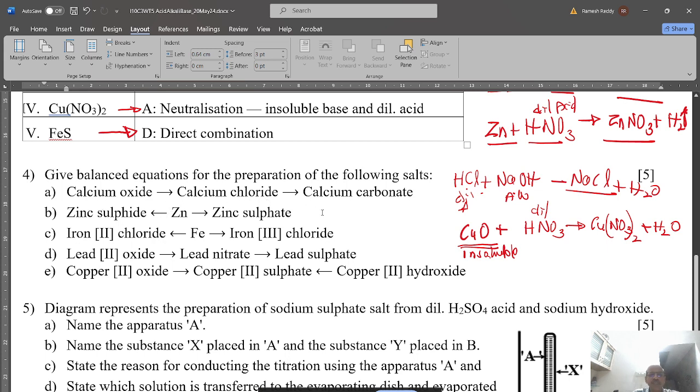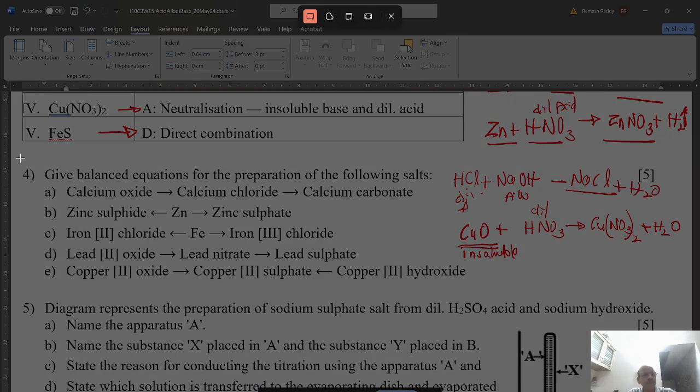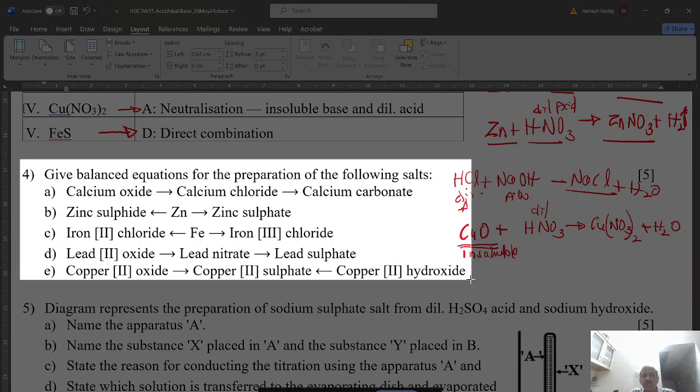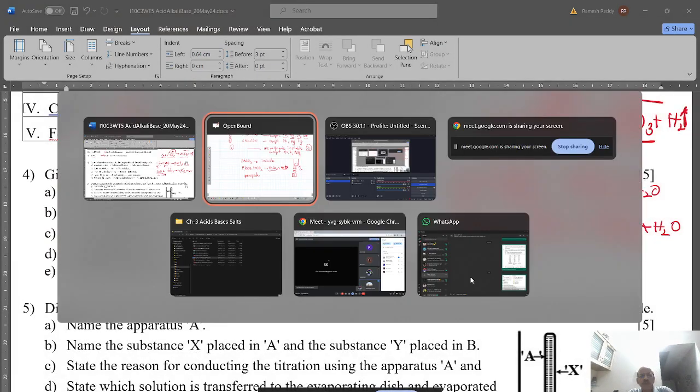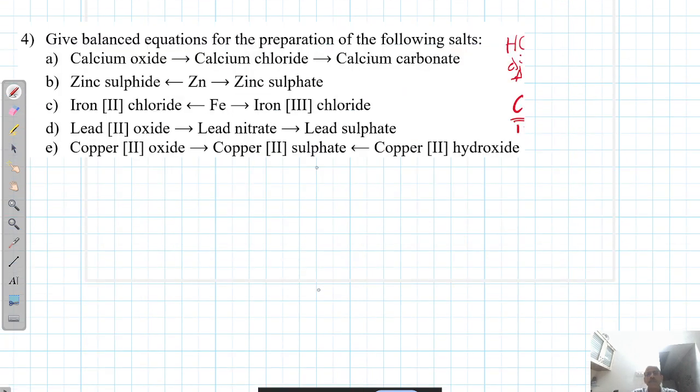Calcium oxide plus calcium hydroxide. Can you do the fourth one? Okay, let us do that. I will try to take this so that it is easier for me. Okay. Let's start with calcium oxide. Calcium oxide means what? CaO, right? Yeah, CaO. That's calcium oxide, which will give you calcium chloride.